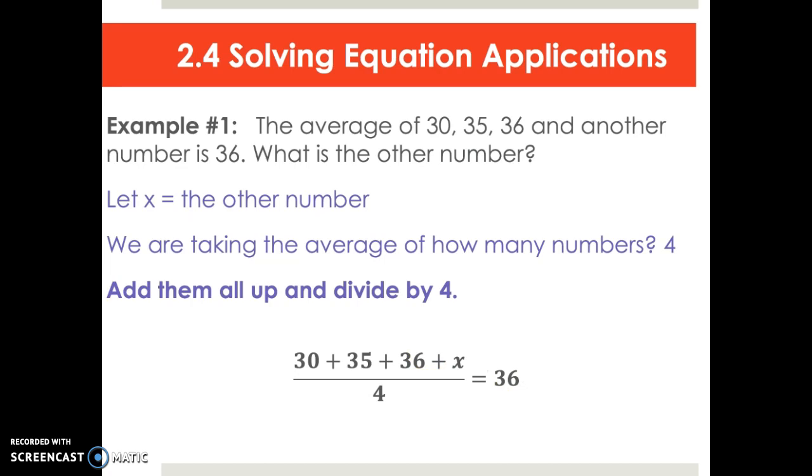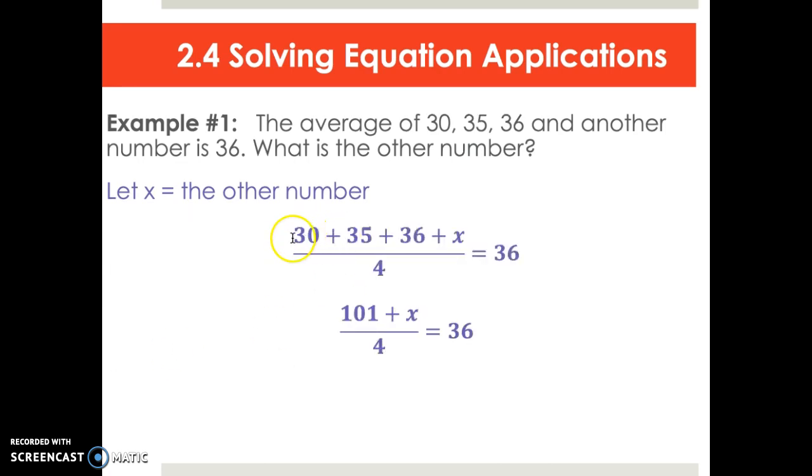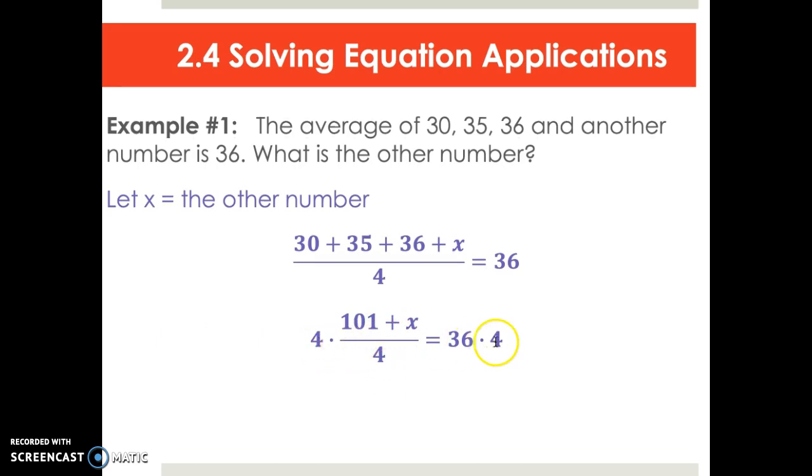Okay, so now if we combine our like terms, which are 30, 35, and 36, we get 101. So on the top, or in our numerator, we have 101 plus x, divided by 4 equals 36. Now we see here our x has 101 being added to it. It's also being divided by 4. So our inverse operation is going to be multiplying by 4. Multiply both sides by 4.